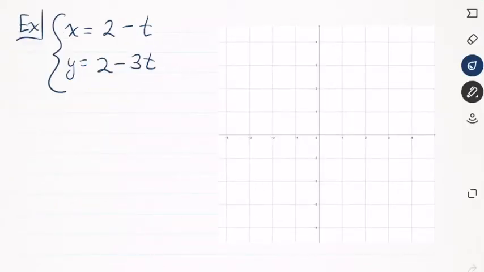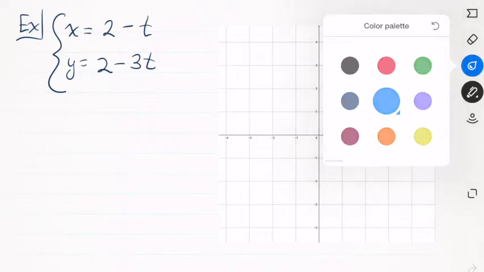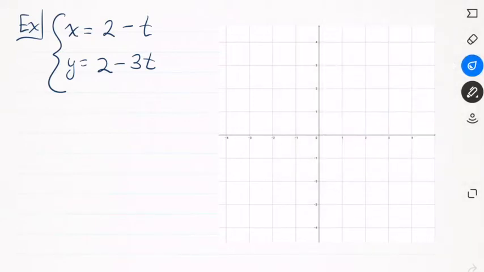So let's look at this parametric equation. This one is also a line. I'll give you a heads up on that.